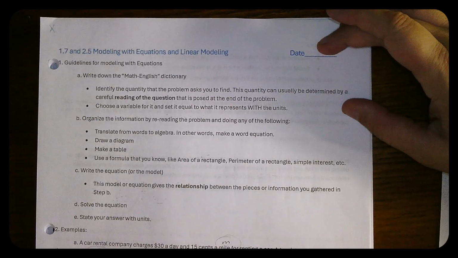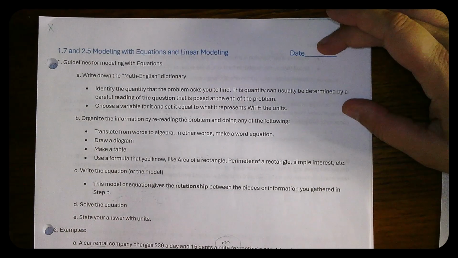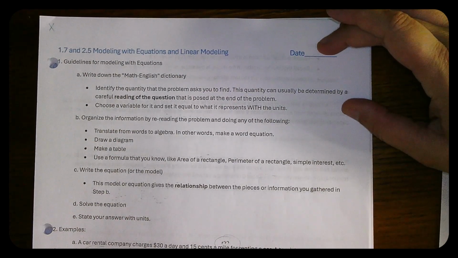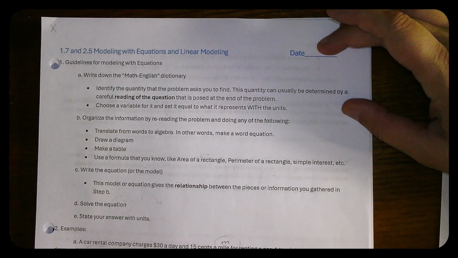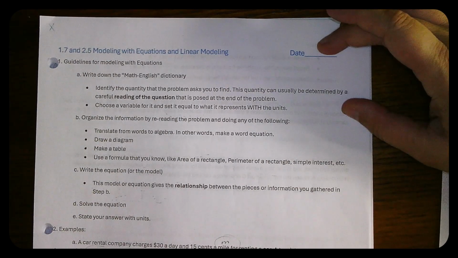Okay, this is called the Math English Dictionary. You always want to try to do that for every word problem because it helps slow you down, and now it's like an if-then. If you know the miles, you know the cost. So then you reread the problem again, and you try to write a relationship between miles and cost using your given information so that you can find out this answer.